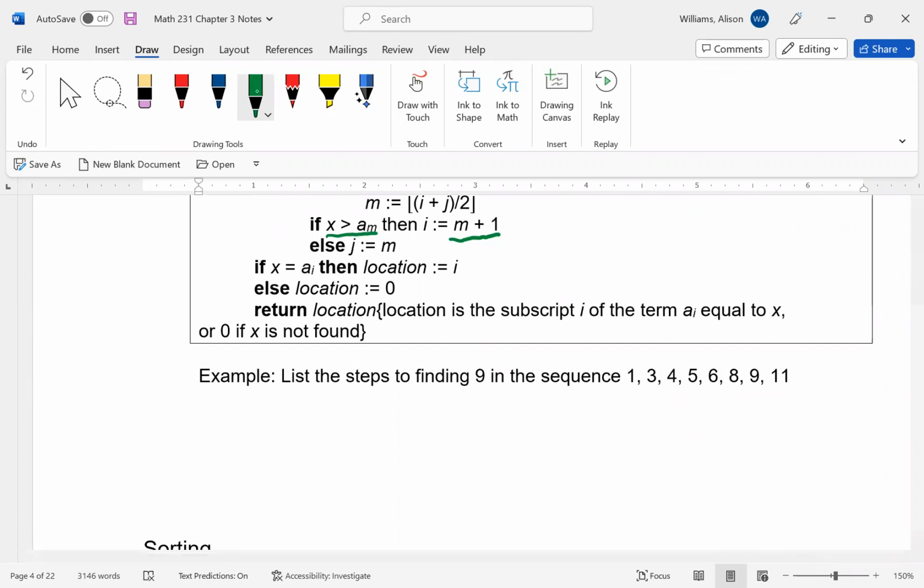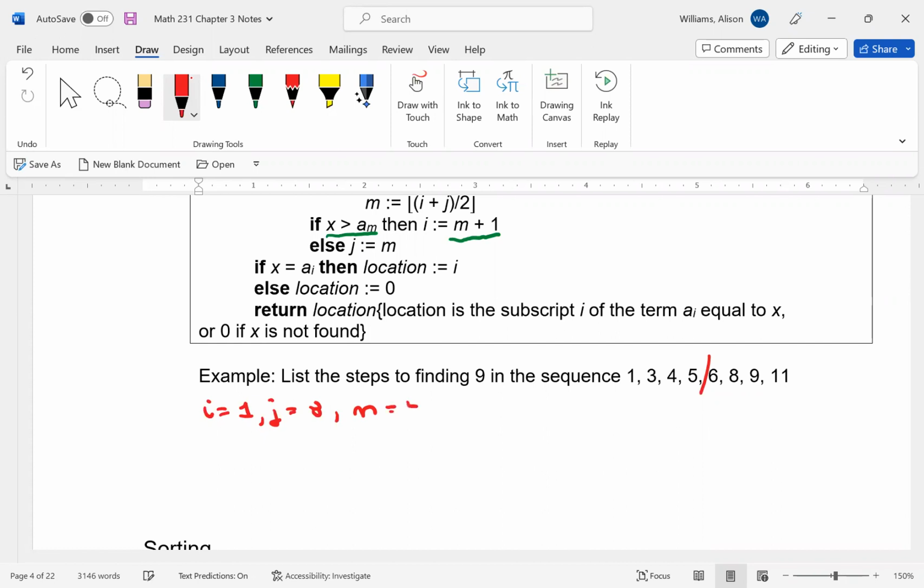All right, so how many terms do we have? 1, 2, 3, 4, 5, 6, 7, 8. 8 terms. So first thing we're going to do, we're going to split it in half. I, to begin with, is 1, and J is 8. So first term, 8th term. Now, M, I'm going to go ahead and tell you what M is going to be. When I add those two together and divide by 2, 1 plus 8 is 9, divided by 2 is 4.5, but I'm going to round that to 4.